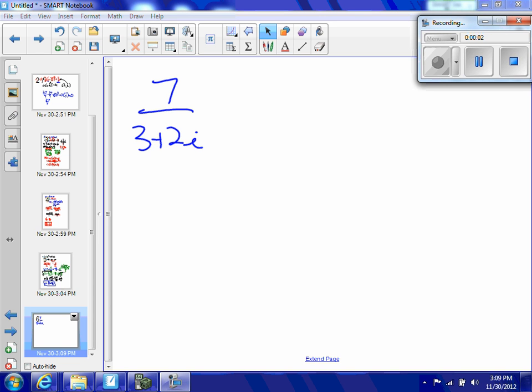Problem number 5, chapter 4 test. I have to divide and write my answer in standard form. So I have an i in my denominator. Can't have it that way. It has to be standard form.